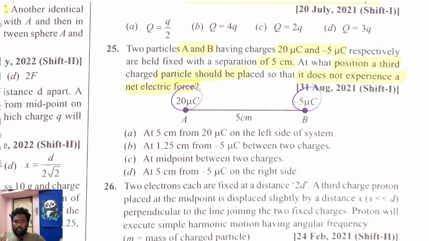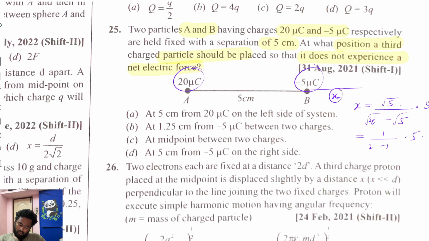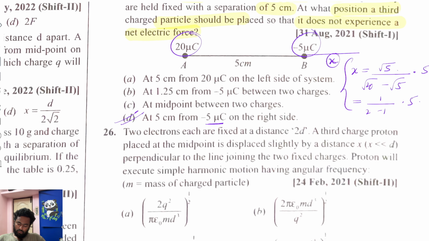So they are unlike charges. For unlike charges, we will look for the equilibrium point left or right, closer to the lesser charge. Lesser charge is 5. So from 5 we will go at distance x and look for the equilibrium point. x will be given by root 5 upon root 20 minus root 5, into the distance between them, 5 cm. So root 5, 1 upon 2 minus 1, into 5. Answer will come out to be 5 cm from the minus 5 coulomb charge on the right side. D option. If you remember this trick that I told, you can easily solve this question. Moving to the next.